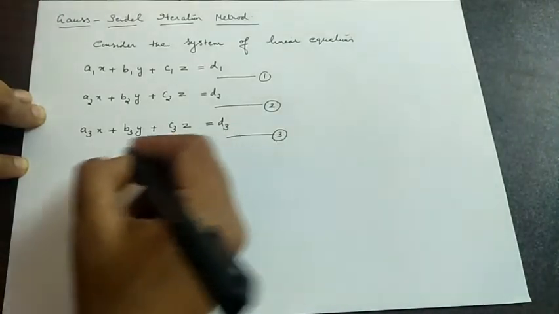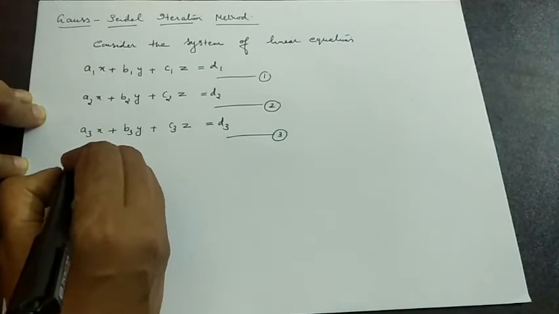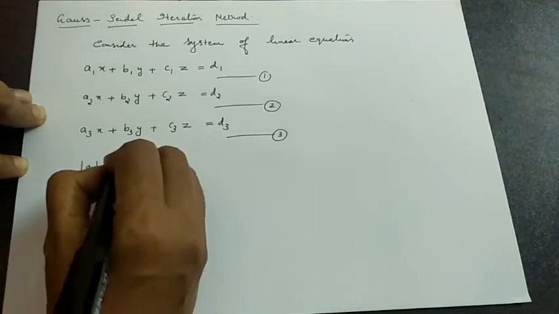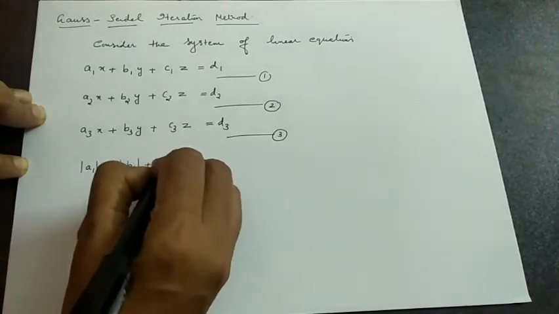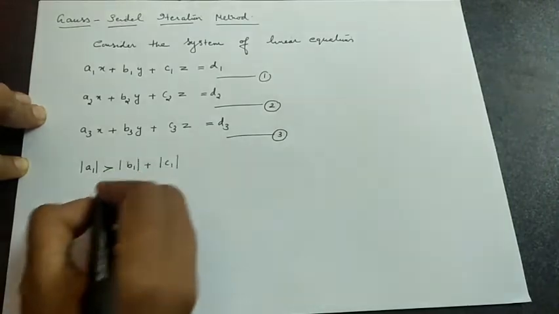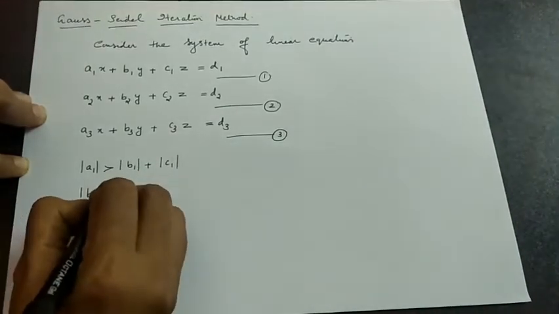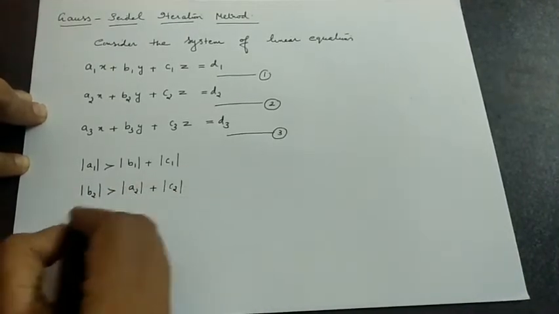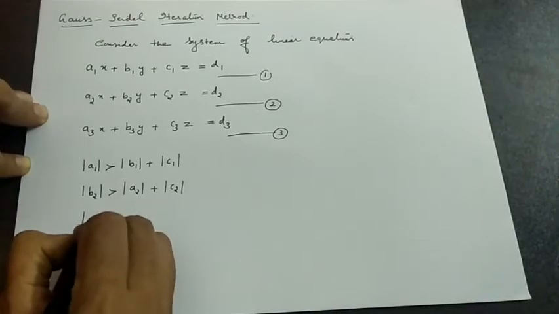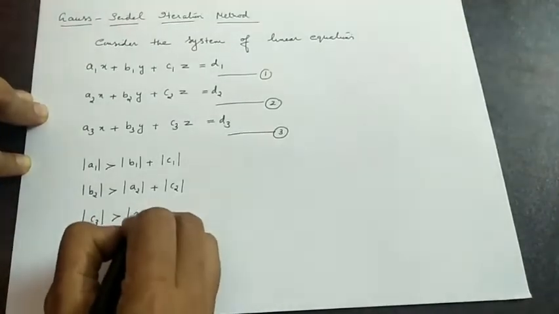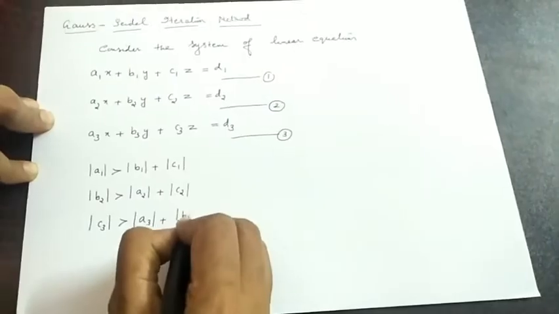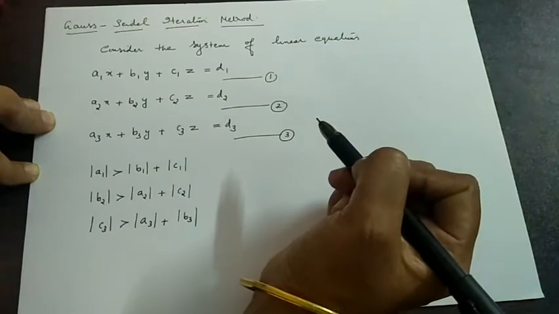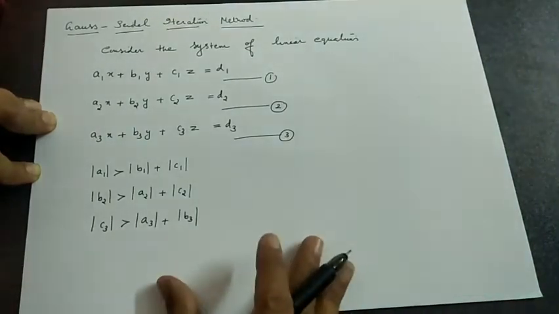Now we have to consider whether mod a1 is greater than mod b1 plus mod c1, and mod b2 is greater than mod a2 plus mod c2, and also mod c3 must be greater than mod a3 plus mod b3. If this is not the case, then we have to rearrange equation number 1, 2 and 3. Otherwise we can proceed.